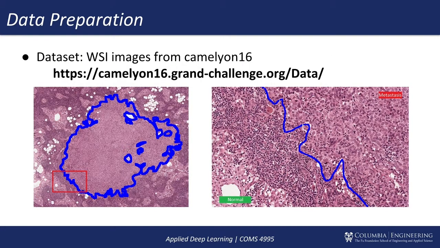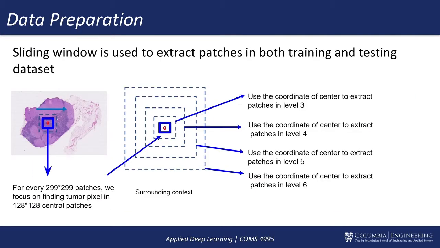The dataset we use is WSI images from Camelyon 16. We use all 20 images provided by our professor as training images or test images. A sliding window is used to extract patches in both the training and test datasets. We slide through the whole image, and for every 299 times 299 patch, we focus on finding tumor pixels in the 128 times 128 central area. Since the scans of the original image are huge and predicting can be time-consuming, we use the coordinate of the center to extract patches at levels 3 to 6 as our input data.